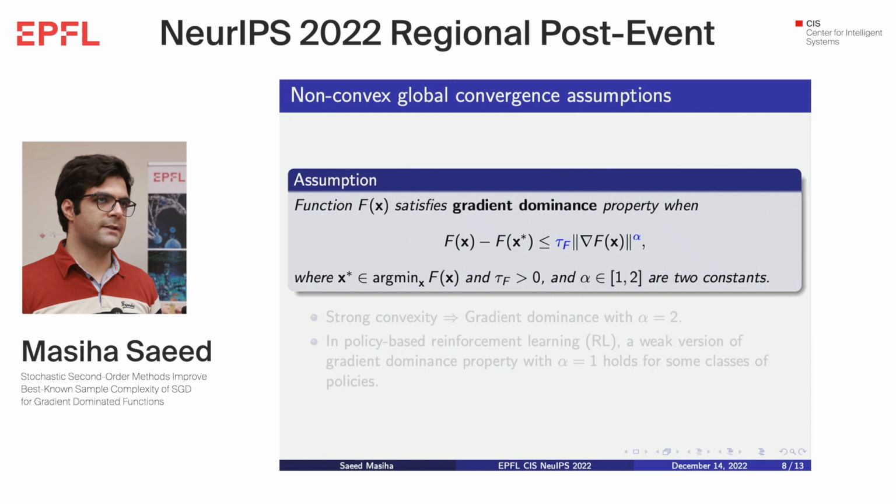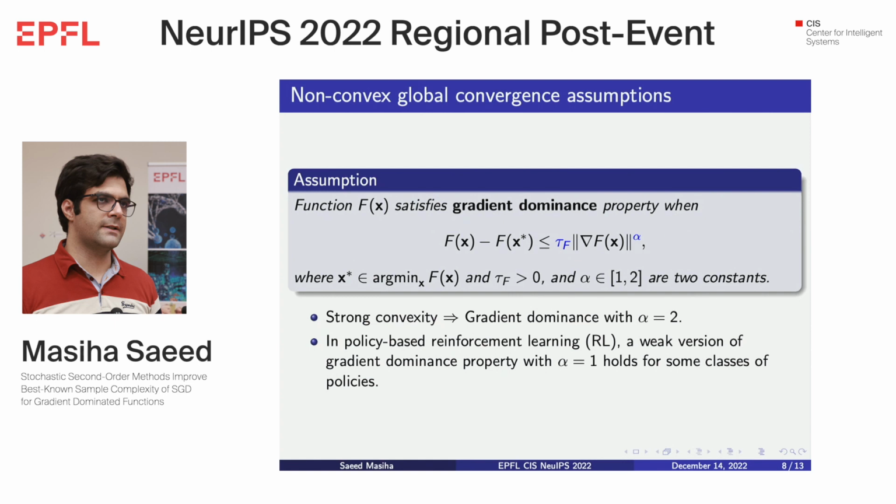Alpha is much more important because it determines the sample complexity of the algorithm. For alpha equal 2, this assumption is less restrictive than the strong convexity assumption. And for alpha equal 1, there is an application for this kind of assumption, and a weak version of this assumption holds for a family of objective functions in RL.